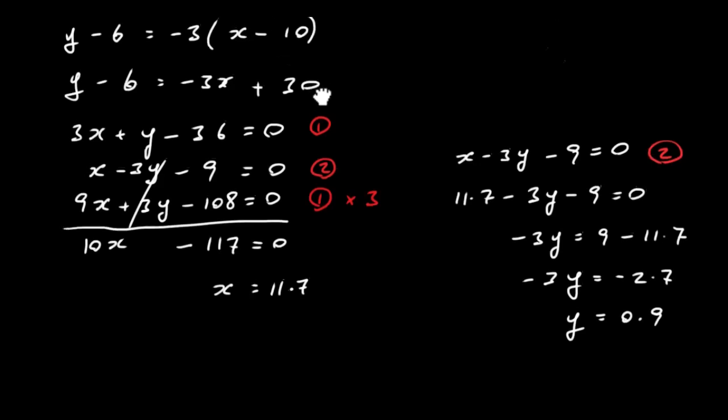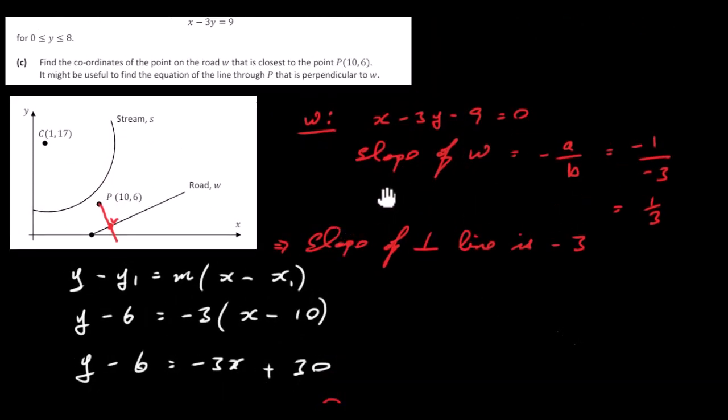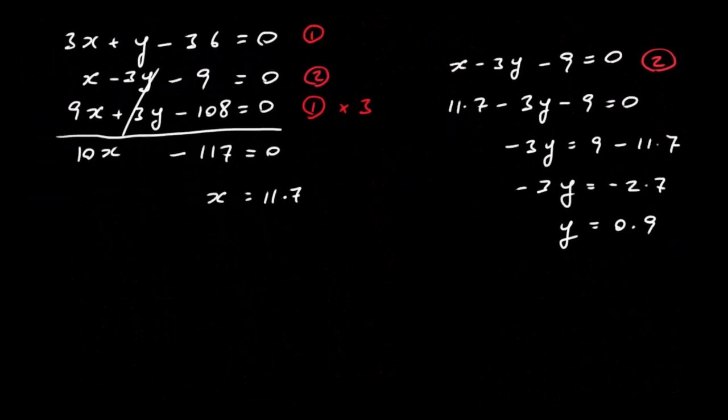Okay, so that's it. We have our x and y. I think that's all we were asked for. Let me just double check. Find the coordinates of the point on the road W that is closest to the point P. So my answer again is x is 11.7 and y is 0.9.